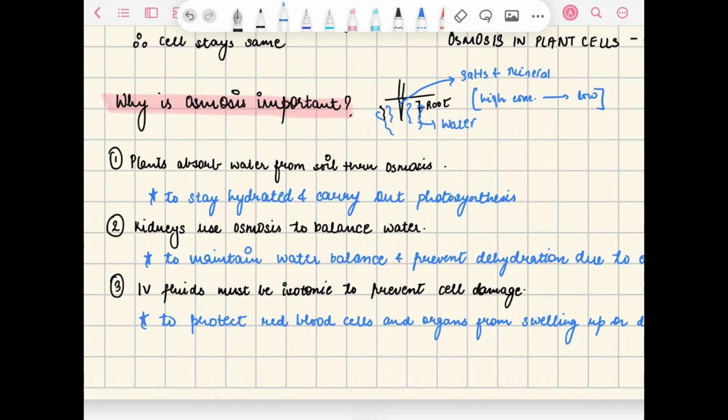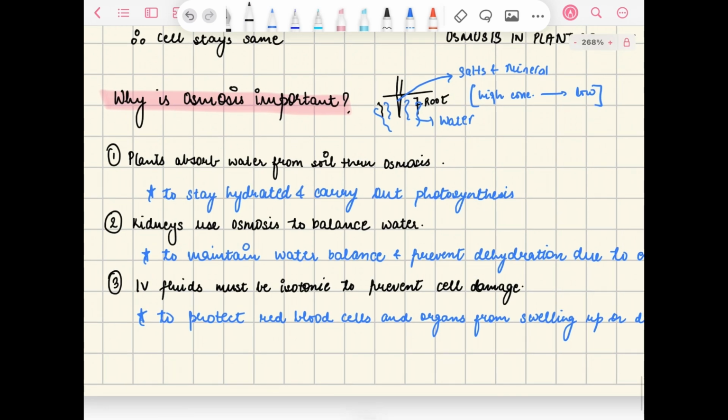Now, if we take a second example, that is, the kidneys use osmosis to balance water. Inside our kidneys, there is a structure which we call nephron. Now, nephron is the functional part. Okay, it filters blood. Now, what happens is, when our body needs to save water, the kidneys will pull water back from the waste during osmosis. So, how do they do this? The nephron creates a concentration gradient, which will allow the water to move back into the blood.